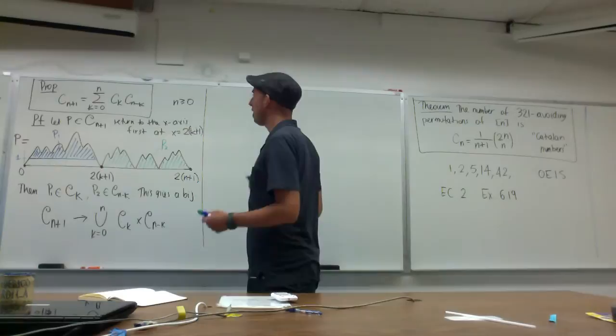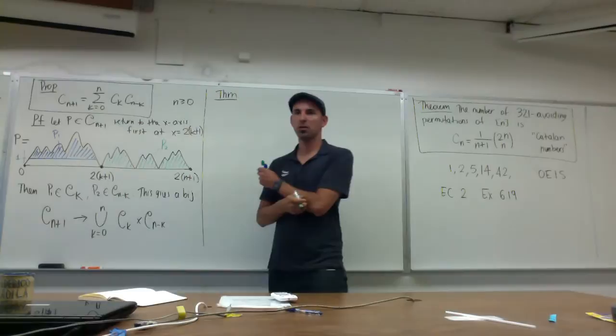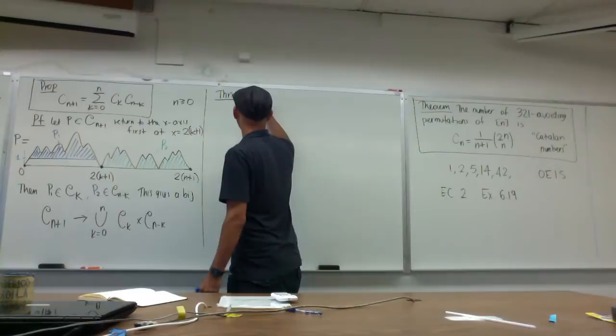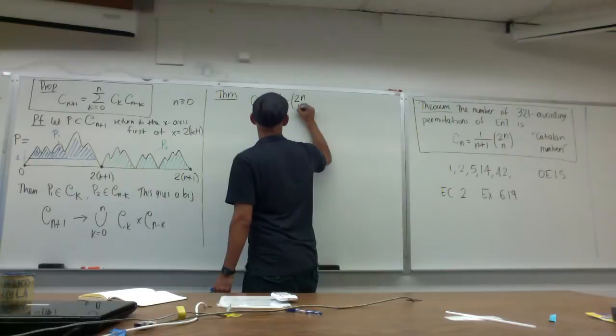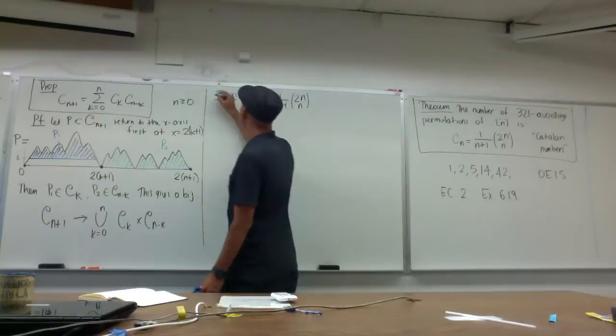Okay, so the next thing we're going to do is use this recurrence to give a formula for the Catalan numbers. Which is the formula that appears here. Okay.